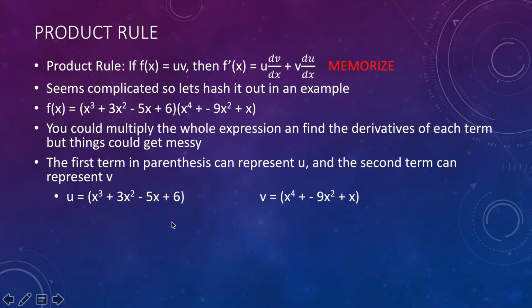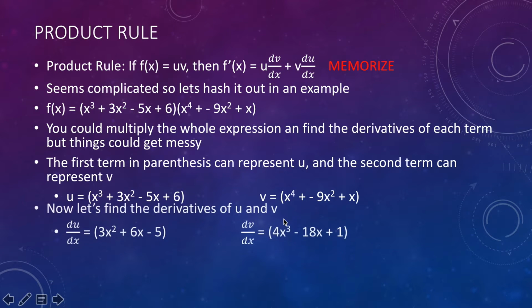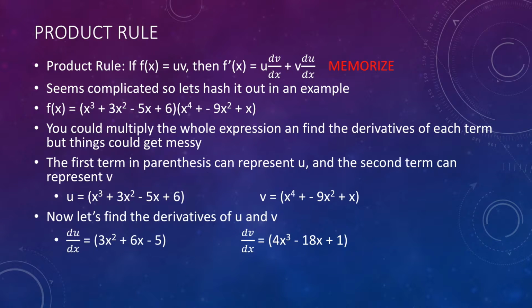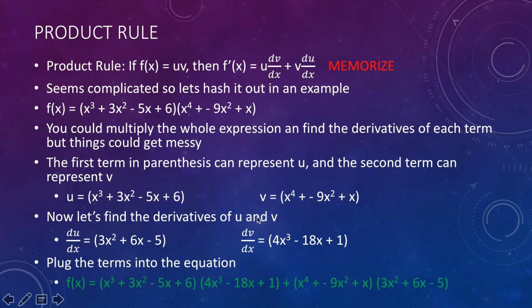So the first term in parentheses represents u, right? And the second term in parentheses represents v, right? Now let's find the derivatives of u and v. The derivative of u, using the power rule for each term, is 3x squared plus 6x minus 5. The derivative of v is 4x cubed minus 18x plus 1. Once again, we just use the power rule. Now plug the terms into the equation, right? So u is this term right here. So u times the derivative of v plus v times the derivative of u. So that's our final answer.